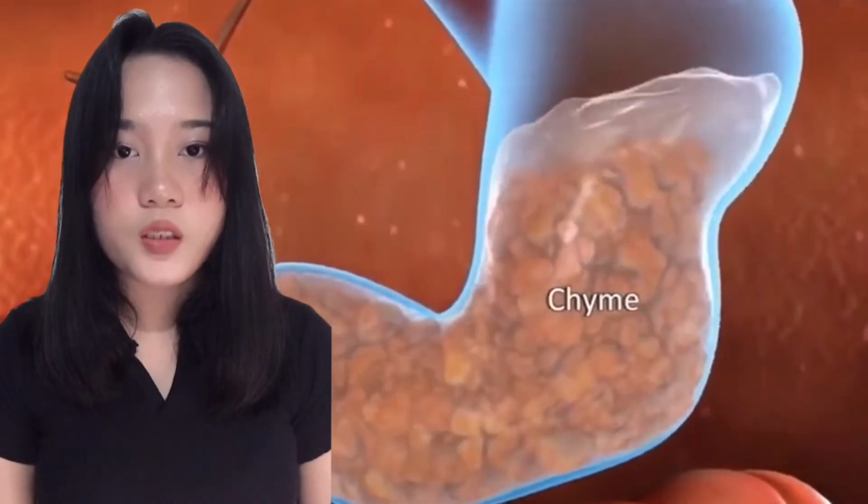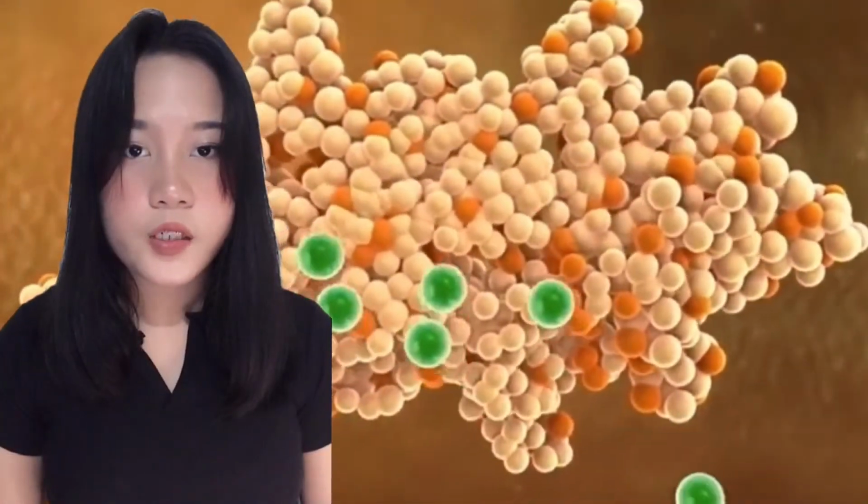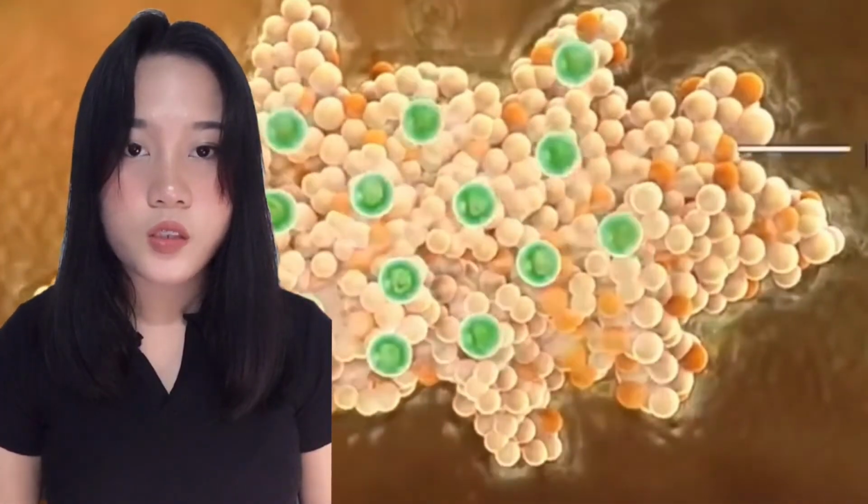The powerful mechanical stomach contractions churn the partially digested protein into chyme. The stomach empties the chyme containing the partially digested protein into the small intestine, where the majority of protein digestion occurs. The pancreas secretes digestive juices containing proteases that break down polypeptides into smaller peptides or single amino acids.